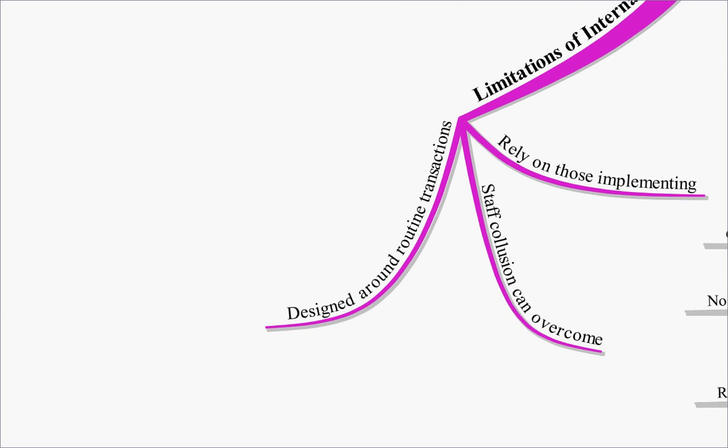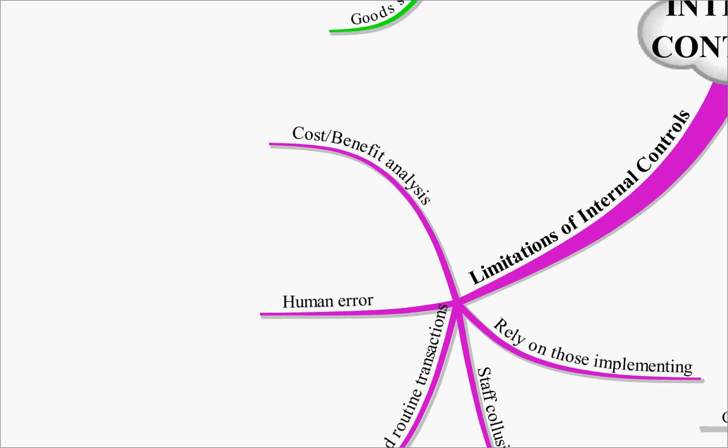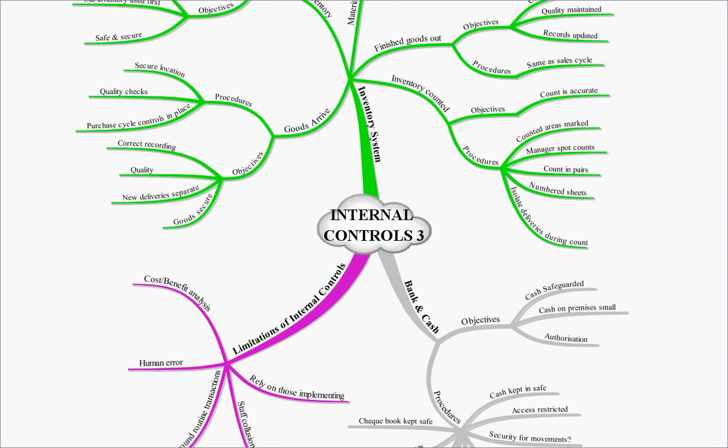Internal controls are also designed around routine transactions. So if there's anything out of the ordinary, there's a good chance that your internal controls won't pick it up. There can always be human error. No matter what systems are in place, you're reliant on someone implementing that system, and there can be human error. And also cost-benefit analysis. There's no point in implementing controls if the cost of doing that outweighs the benefits derived from it. And that completes our look at internal controls.